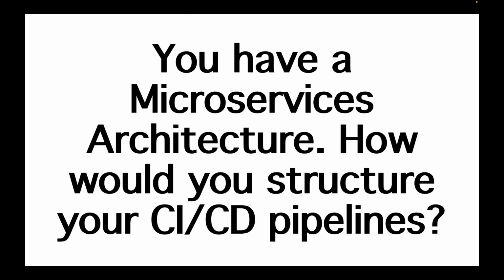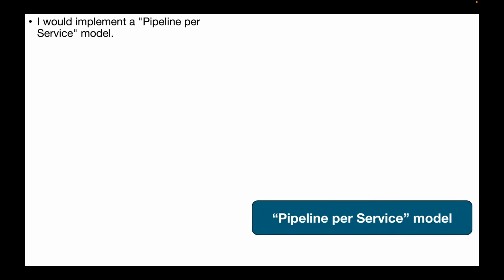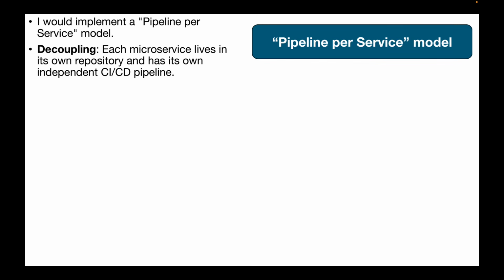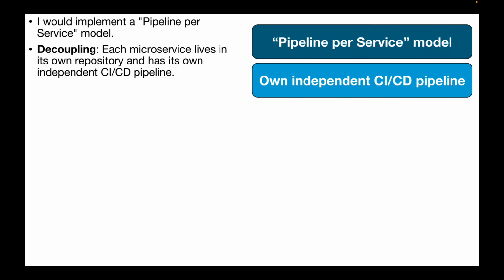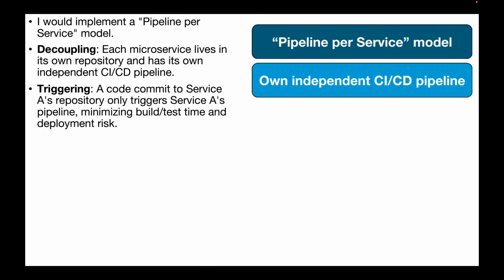The next question we have is you have a microservices architecture. How would you structure your CI/CD pipelines? So we can implement a pipeline per service model. So basically each microservice lives in its own repository and has its own independent CI/CD pipeline.